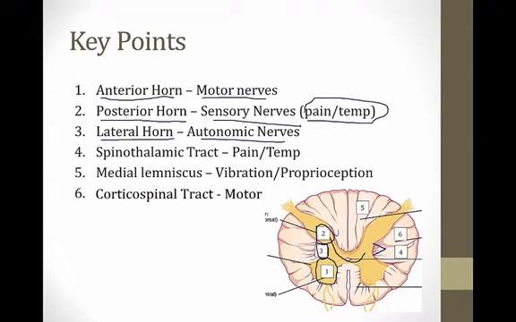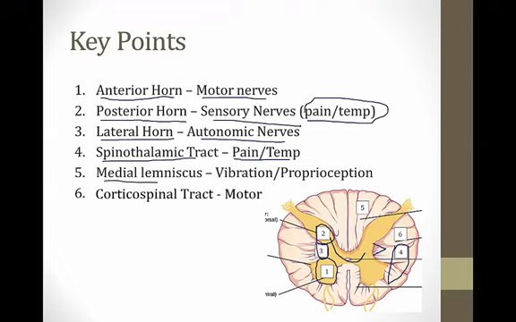And the lateral horn is only found in the thoracic portion of the spine because that's where the sympathetic system leaves the spinal cord to synapse with sympathetic ganglia. Point 4 is that the spinothalamic tract carries pain and temperature information, and I've drawn the number 4 over here laterally where you would find the spinothalamic tract fibers.